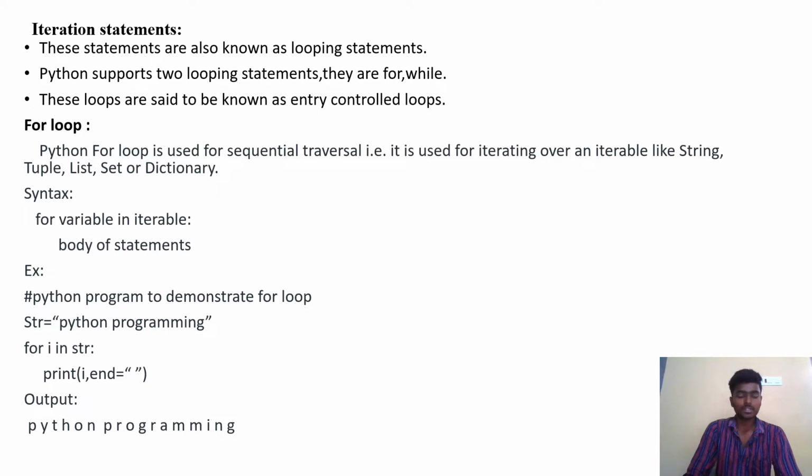Let us discuss one example. Consider a string "Python programming": for i in str, print i. That means it prints i for every character. At first i is equal to P and P is printed, and next i is equal to y and y is printed. Like that, the content which is there in str is printed.